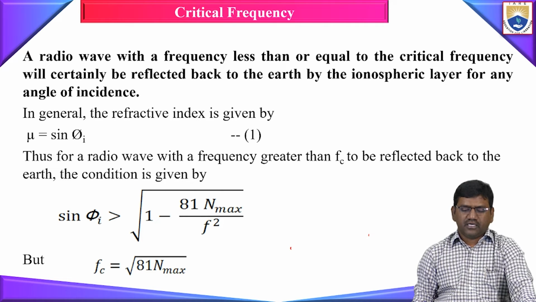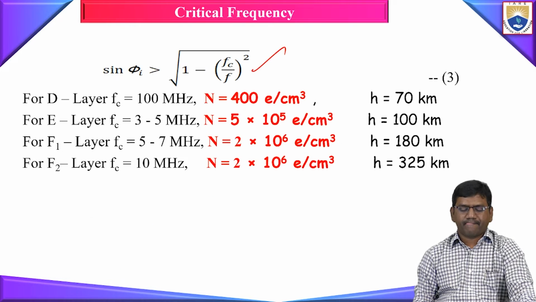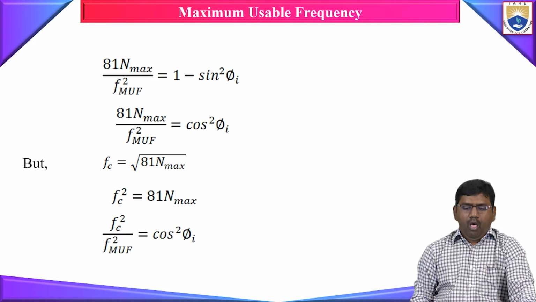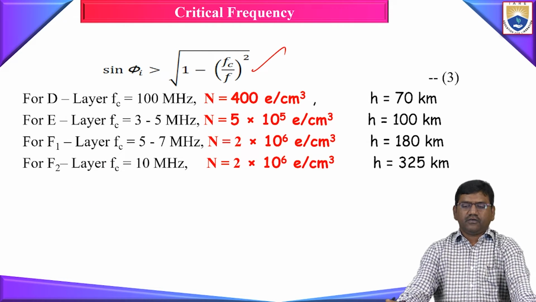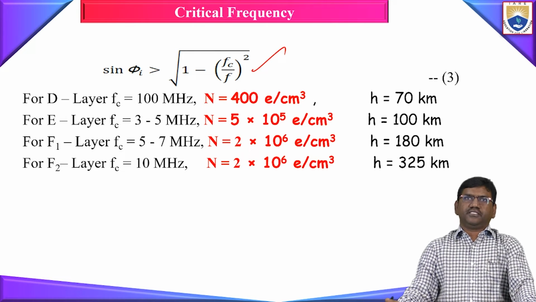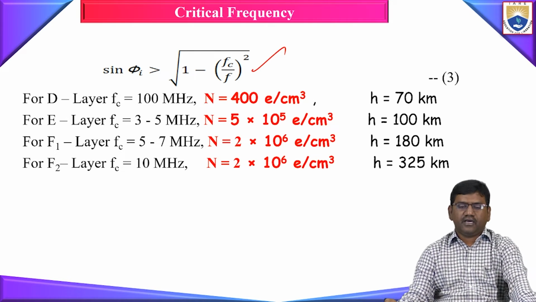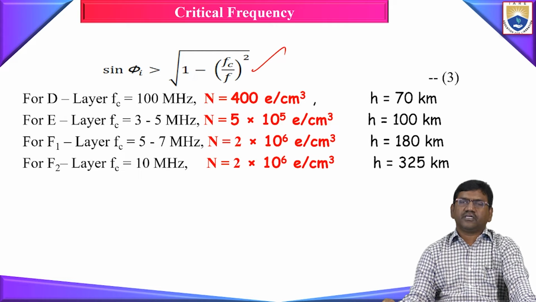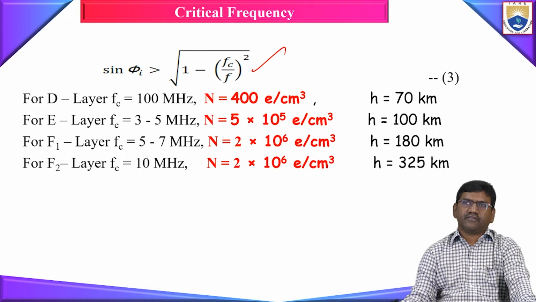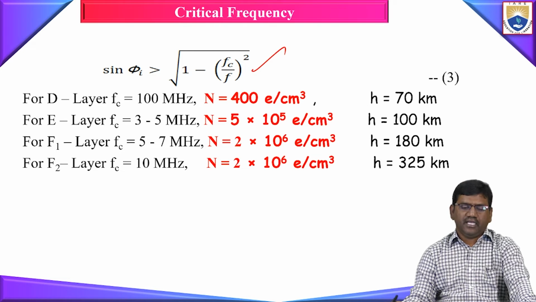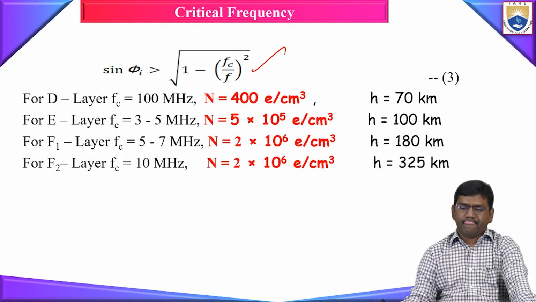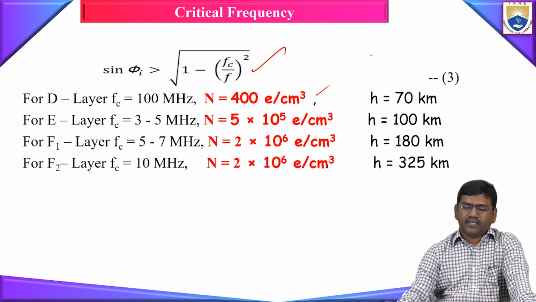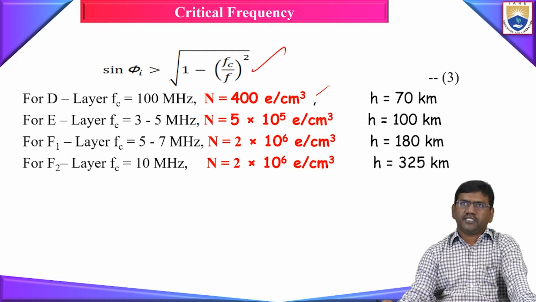But fc is equal to root of 81 N max, right? So fc is equal to root of 81 N max. There are some standard values given for the ionization density and the critical frequency for different heights of the layers. For the D layer, we know that the height is 70 kilometers, and N is taken as 400 electrons per centimeter cube.